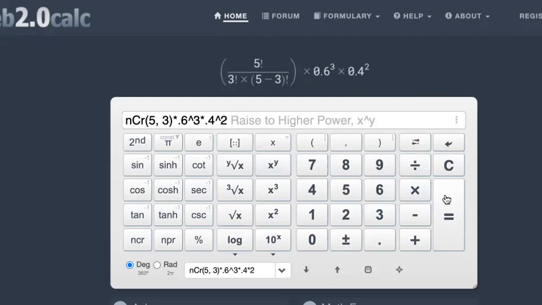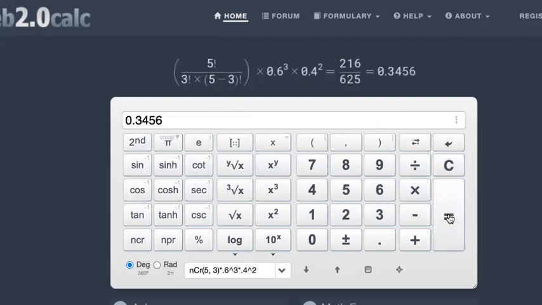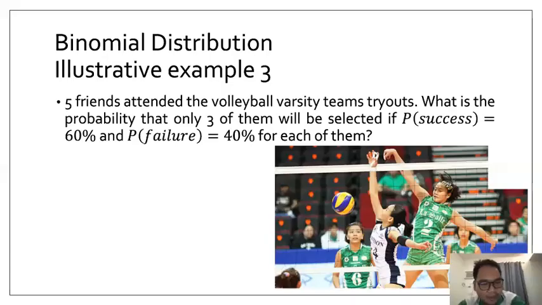Okay. So you can see that you can actually pinpoint where you went wrong in probability, especially if your answer is more than 1, which is impossible, or if it is less than 0, which is negative. So this is the correct answer. It's 216 over 625. Or if you want decimal form, go ahead. Okay, so that's the answer for our example 3.